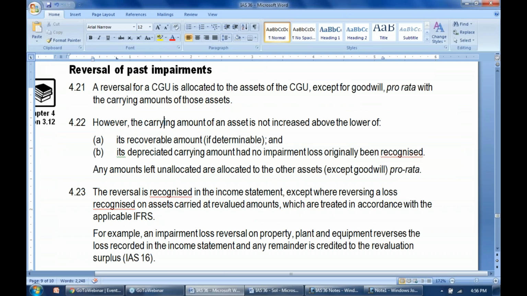However, the carrying amount of the asset is not increased above the lower of its recoverable amount, if determinable, and its depreciated carrying amount had no impairment loss originally been recognized. Any amount left unallocated is allocated to the other assets except the goodwill. This is purely about the F7 aspect for individual assets as well as for the cash generating unit.